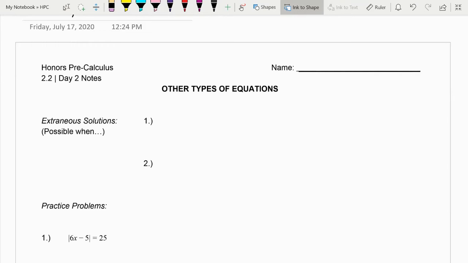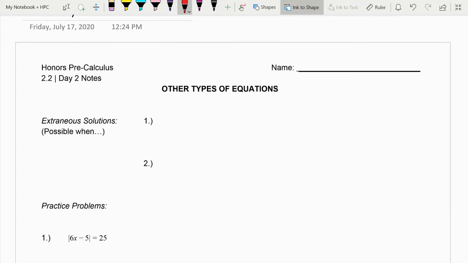Okay, welcome back. Today we are working on Chapter 2, Day 2 notes, other types of equations. So we will be working with some extraneous solutions. Extraneous solutions are just when you get a solution, but it's actually not a valid solution for the problem that we're working with. So it's important that we check to make sure our solutions are valid.